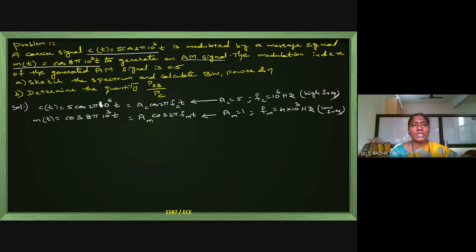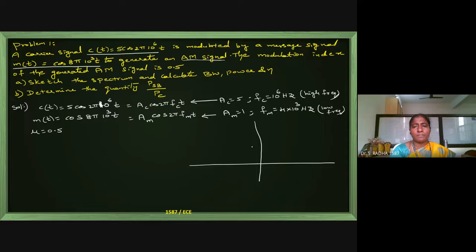The modulation index of the generated AM is 0.5. Sketch the spectrum and calculate bandwidth, power and eta. Eta means efficiency. How will the spectrum be for AM single tone modulation?